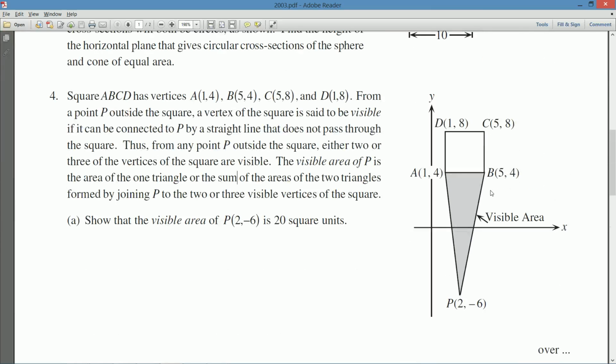Show that the visible area of P at the point (2, -6) is 20 square units. Okay, that shouldn't be that hard. We've got a single triangle. It's not that hard to see the line AB is going to be a base. So if we can just figure out the height, we should be all set.